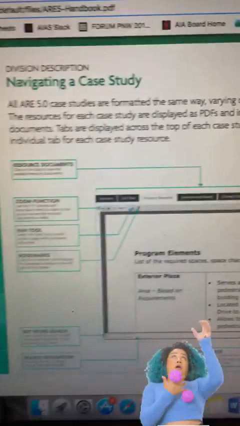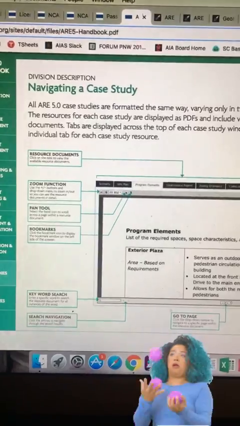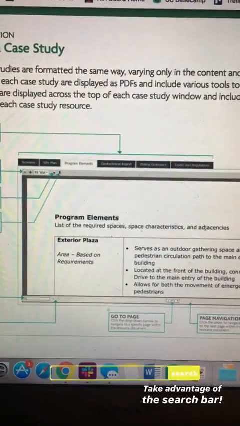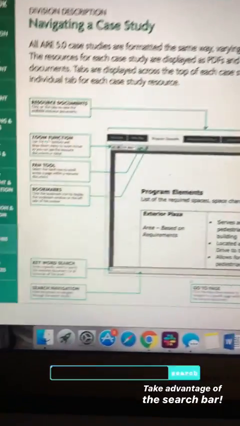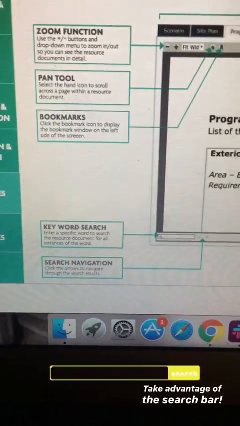But I have a little recommendation that I learned from the ARE 5.0 handbook that I want you all to know about. When you're given a case study, not only will they have all of these tabs and things, but there will be a keyword search bar at the bottom.